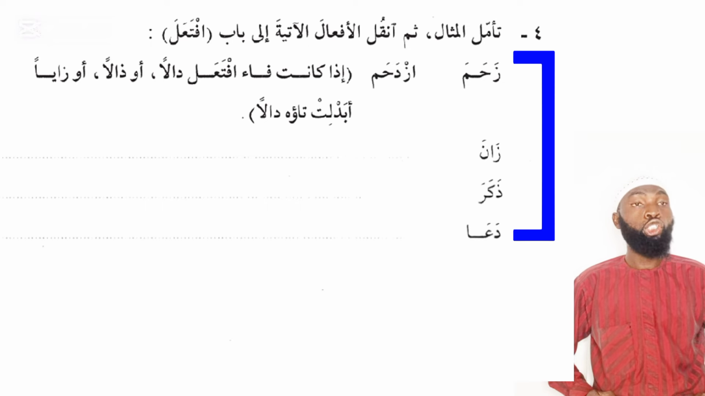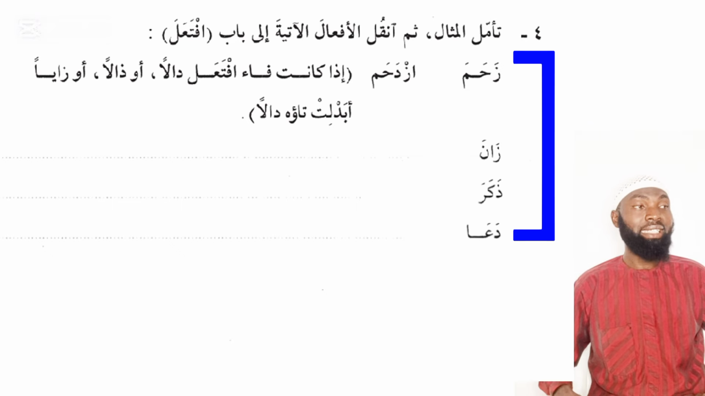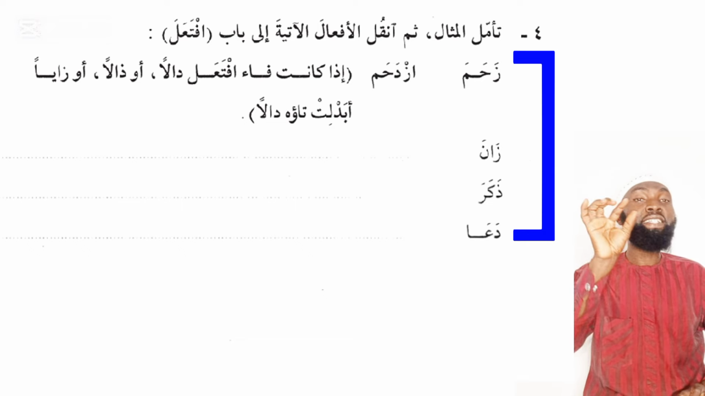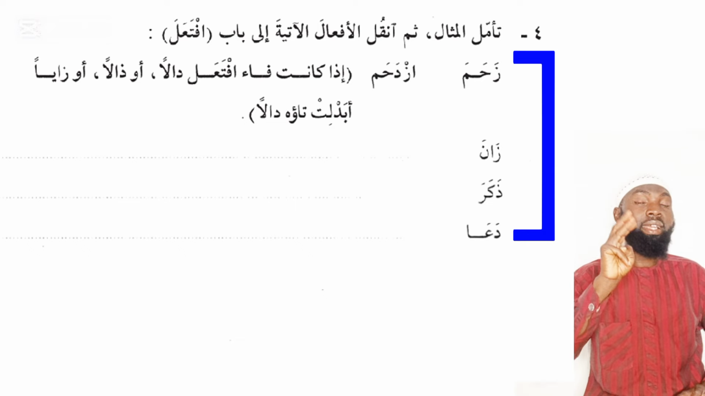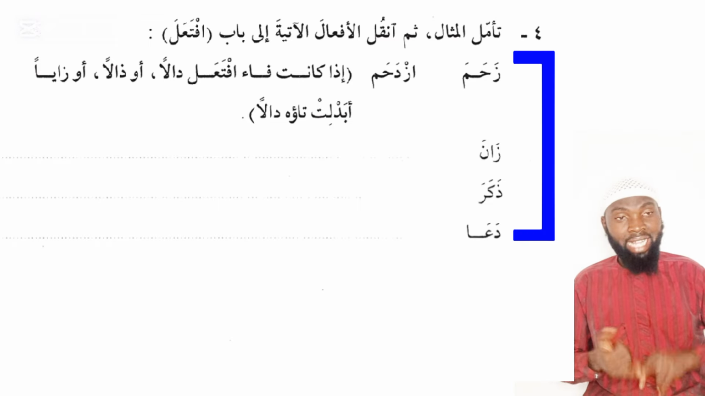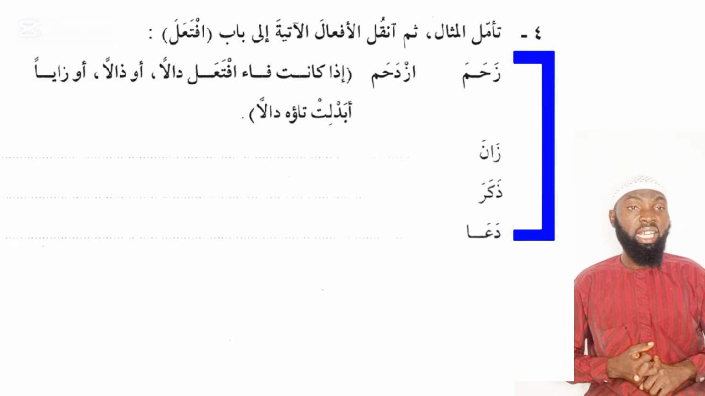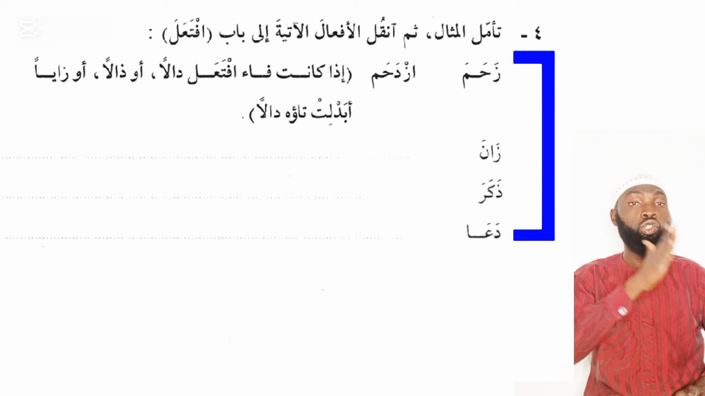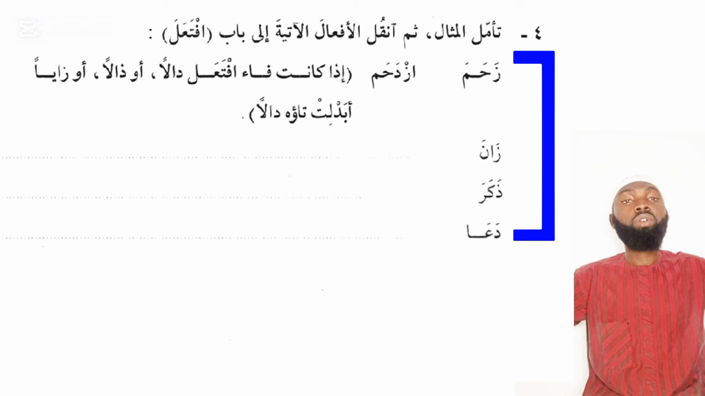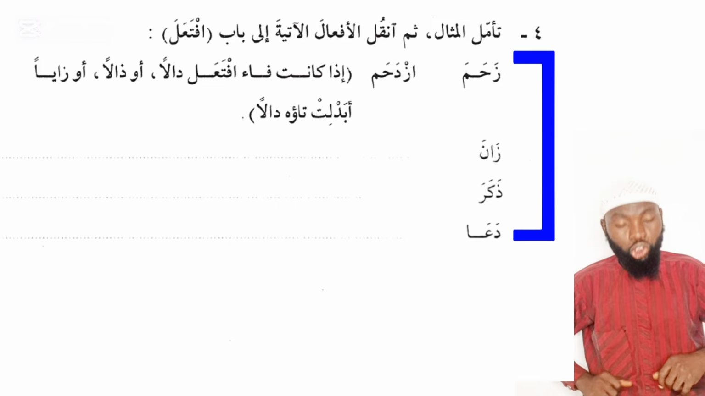Thumma unqul al-af'al lati ila bab ifta'ala. Then the following verbs, you are to move them to the pattern of ifta'ala. The first example we have is zahama. You can see when it came, it became izdahama. This is because if the fa of this verb, which is in 3 letters, the beginning letter is dal or zal or zay, any of these 3 letters that appears at the beginning of a triliteral verb, by the time you want to change this triliteral verb into the pattern of ifta'ala, you will change it to what?